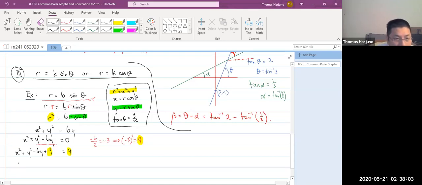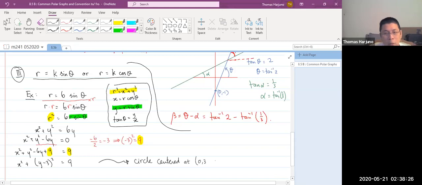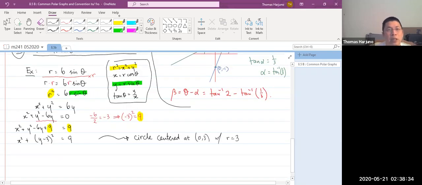Now then what will happen? We have x squared plus (y minus 3) squared equals 9. That is a circle, a circle centered at (0, 3) with radius 3. Now you will see this 3 here, and this 3 here is actually half of this 6.